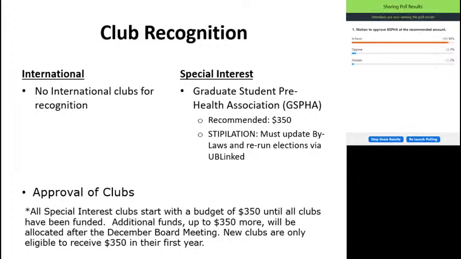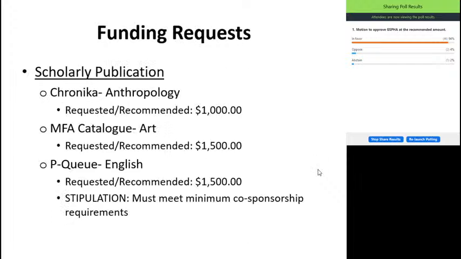Alrighty. Results are in. We had 46 in favor, 2 opposed, 1 abstain, and so the motion passes. Graduate Student Pre-Health Association, congratulations. And thank you so much, Amber. Thanks, everyone. All right. Moving into funding requests.